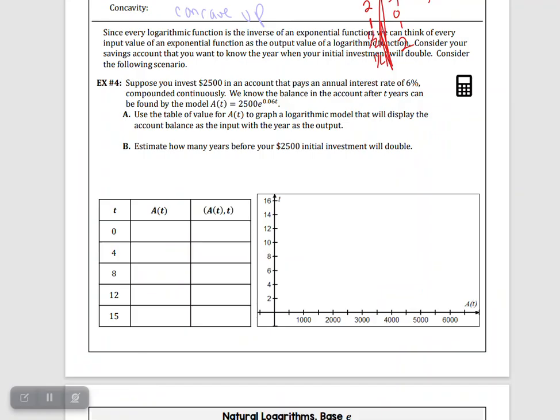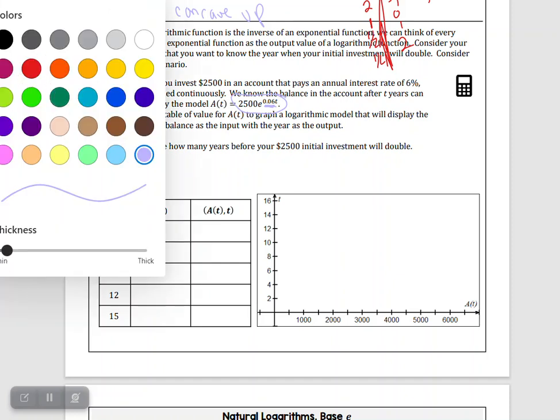In example number 4, we have the situation where it asks you to suppose that you're going to invest $2,500 in an account that pays an annual interest rate of 6% compounded continuously. We know that the balance in the account after t years can be found by the model A(t) equals 2,500 e to the 0.06t. So this right here, it looks like it's exponential, but because of the way those numbers are in the exponent, technically it could be written logarithmic, and you'll see this by the graph. So what it's asking us to do is fill in the graph and see what that pattern actually looks like.